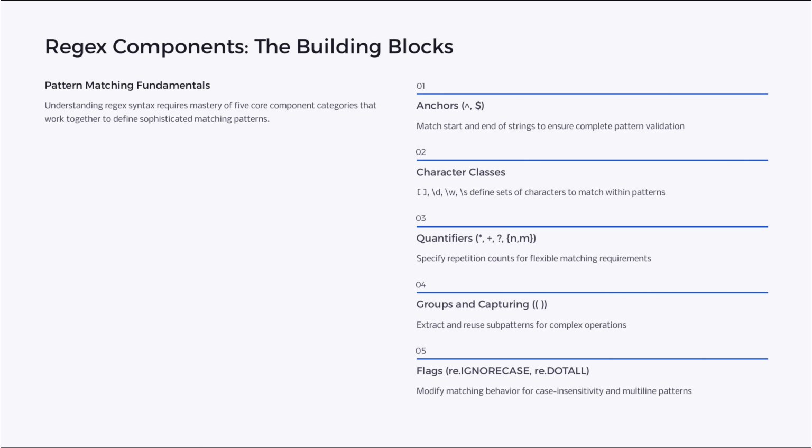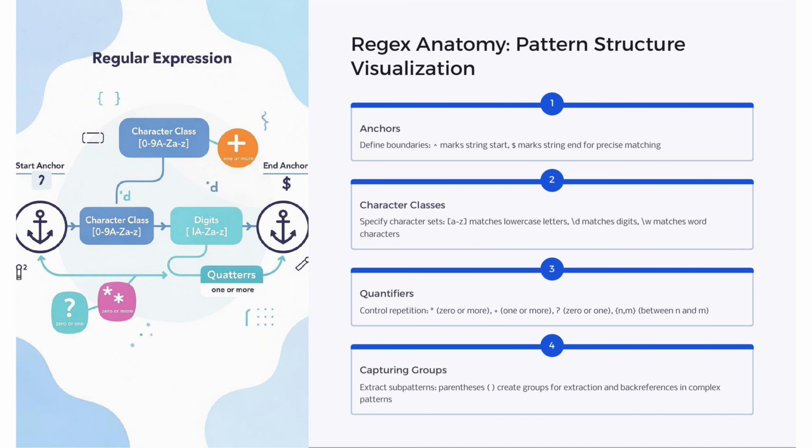RegEx components are essential for crafting precise patterns. Anchors like caret and dollar sign ensure patterns match string boundaries. Character classes, such as square brackets and \d, define character sets. Quantifiers like asterisk, plus, and curly braces {n,m} control repetition. Groups and capturing with parentheses allow sub-pattern extraction. Flags like re.IGNORECASE modify matching behavior.